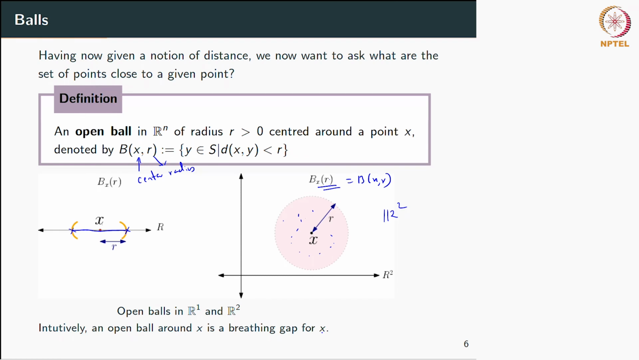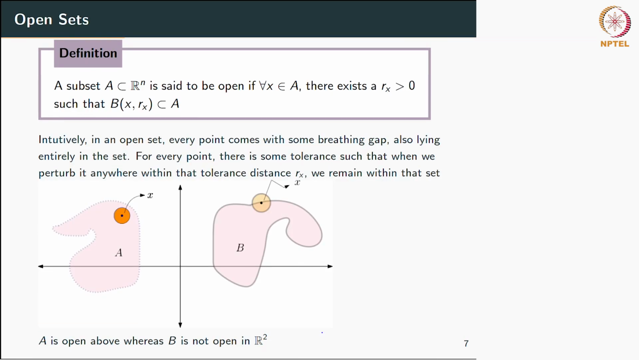Once we know the notion of an open ball in an n-dimensional space, we can define the notion of an open set. Somebody gives you a candidate set A. A set A is said to be open if for all x in A, for every point in A, there exists a radius, which could depend on that point x, such that the ball with center x and radius r is strictly contained in the set A.